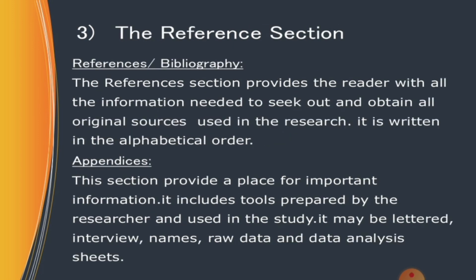The reference section: references, bibliography. The references section provides the reader with all the information needed to seek out and obtain all the original sources used in the research. It is written in alphabetical order. Appendices. This section provides a place for important information. It includes tools prepared by the researcher and used in the study. It may include letters, interview schedules, raw data, and data analysis sheets.